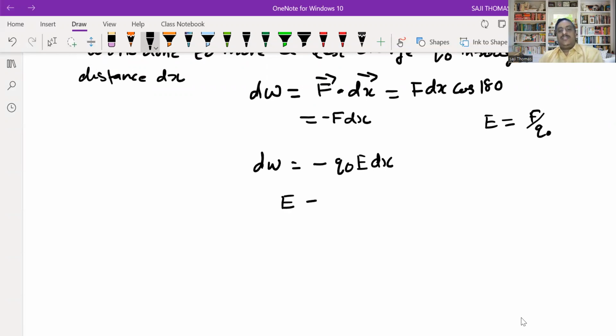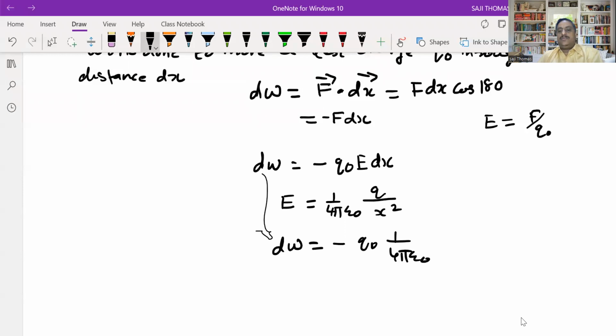And you derived the equation for electric field at the point P. Electric field, what was the equation? Just to recollect, E is 1 by 4 pi epsilon 0 Q by R square. Here distance is x, so x square. So you can put here dW is equal to minus Q0 1 by 4 pi epsilon 0 Q by x square dx. So this is the small amount of work done to move the test charge through a small distance dx.